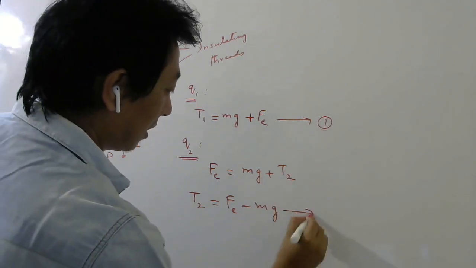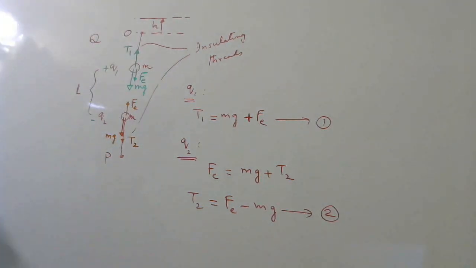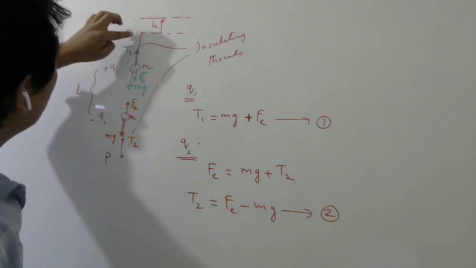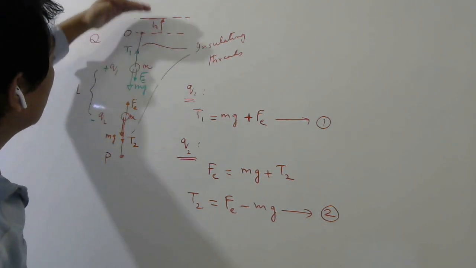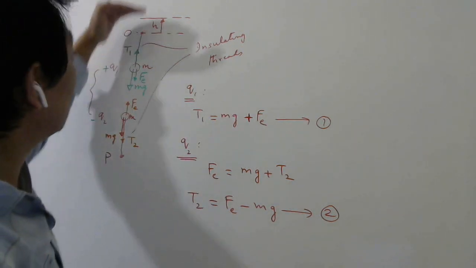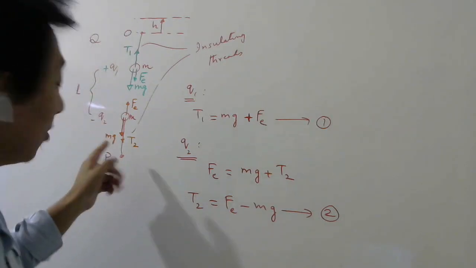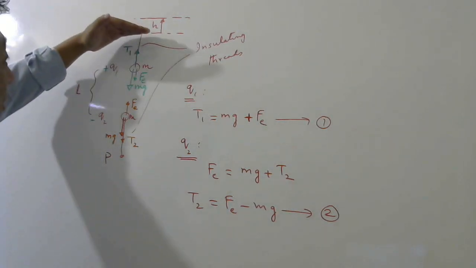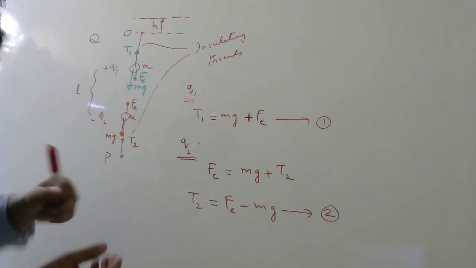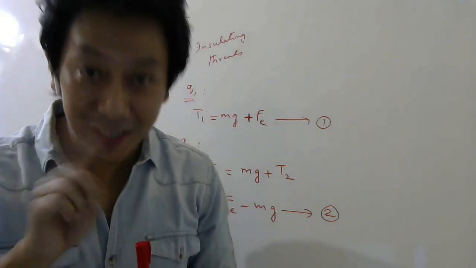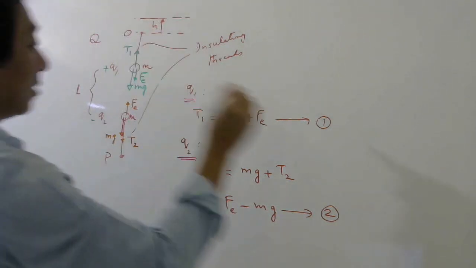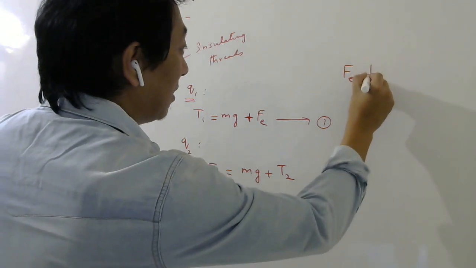Now observe carefully. In the question they asked you how much this point should move so that this ball will fall. How much should this move up so that this ball should fall? Now when you move this up, what will happen to the electrostatic force? Will it increase or decrease? It will decrease because you are increasing the distance. So when you move this up, electrostatic force will decrease.